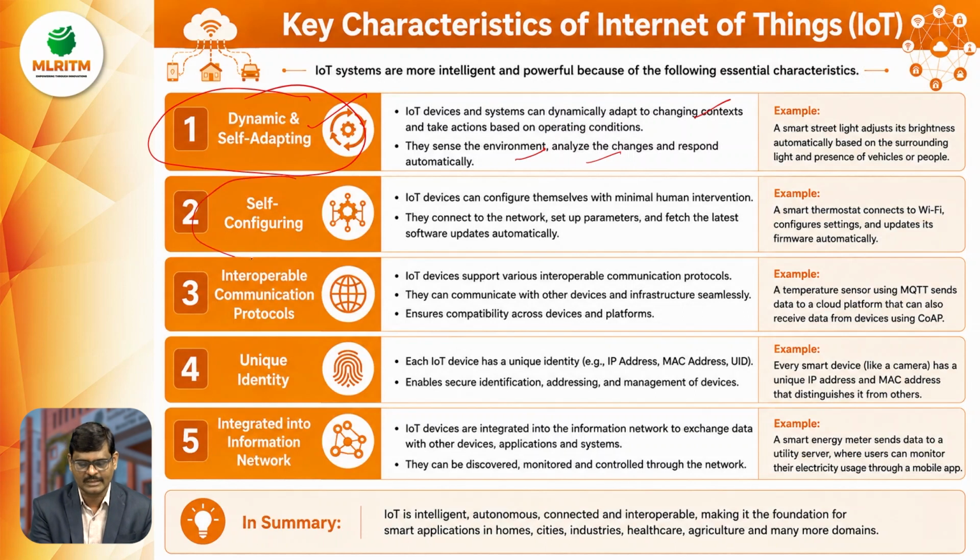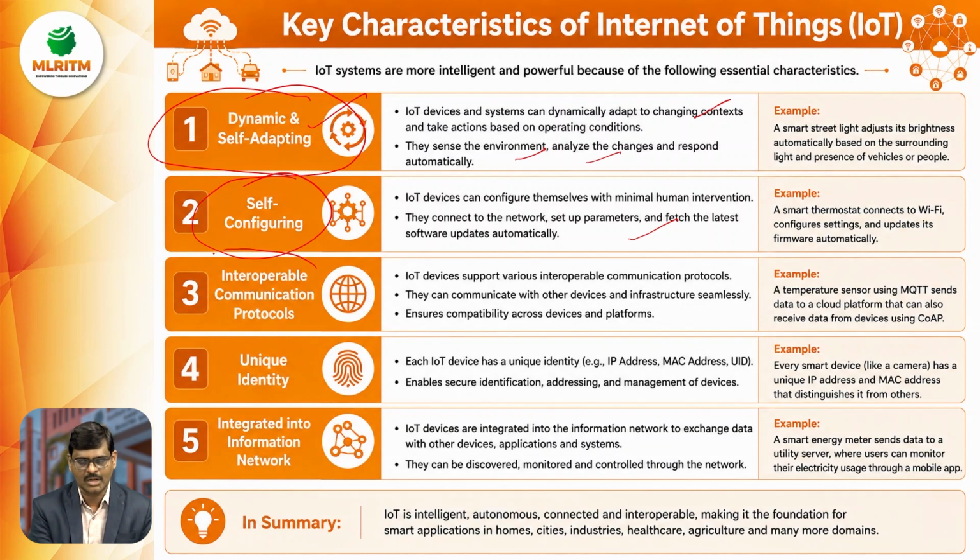Next is self-configuring. The devices can configure themselves with minimal human interaction. They connect to the network, set up parameters, and fetch the latest software automatically. As we see, our smartwatches are updated automatically. Because it is continuously connected to the internet, whenever new updates arrive in the cloud, without your intimation or permission, it will be self-configured automatically.